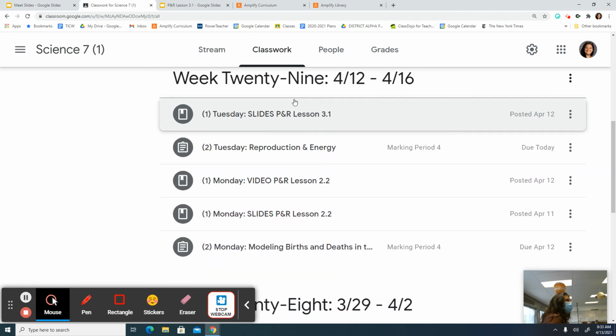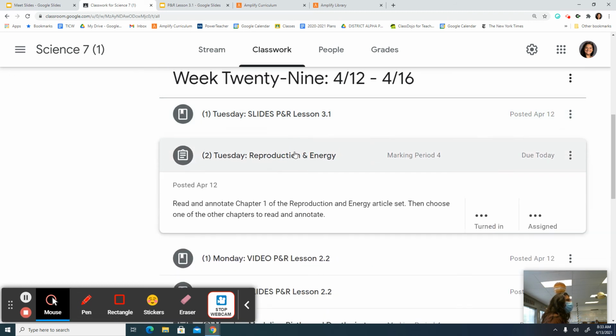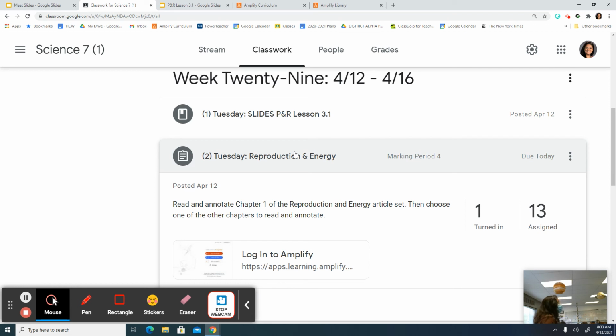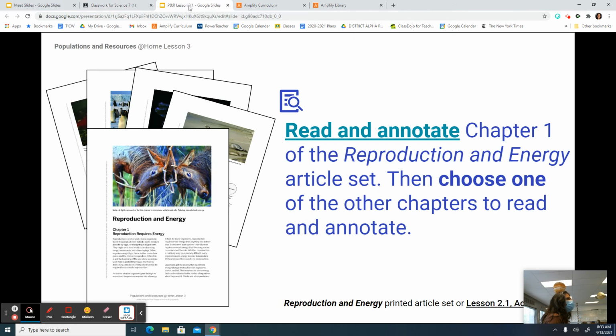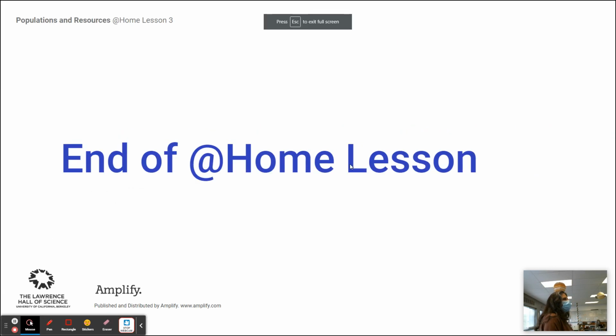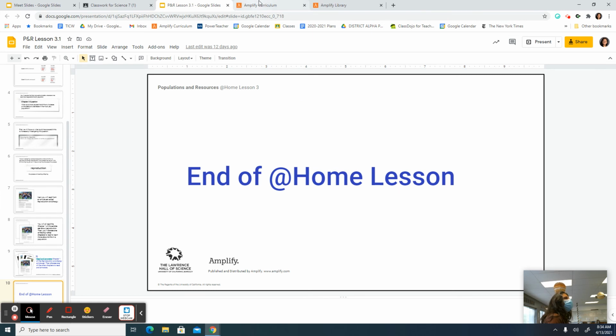So what you want to do then is click the number 2. You can go ahead and open your Chromebooks if you don't have them open. And go to number 2 for today. And that link will take you to the article set that I showed you. When you're finished reading and annotating, you can work on missing assignments if you have any.